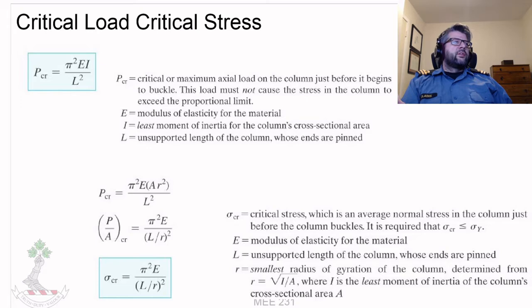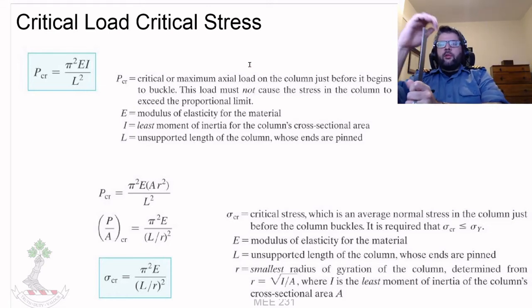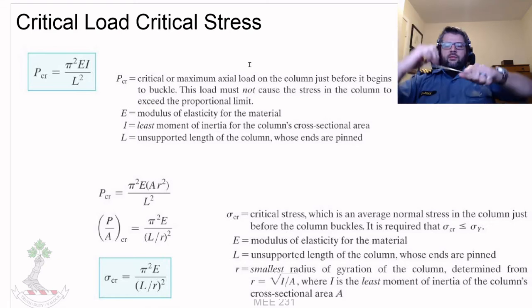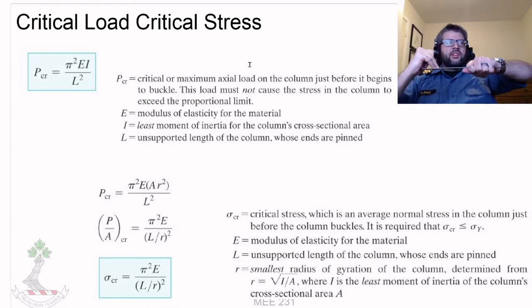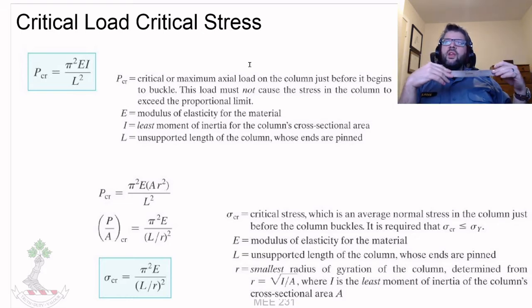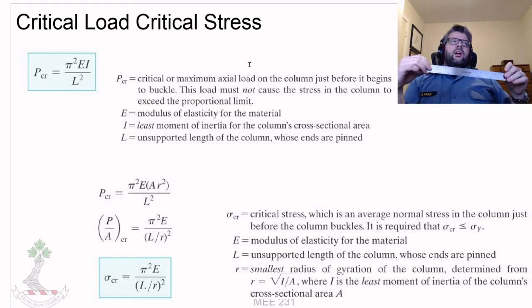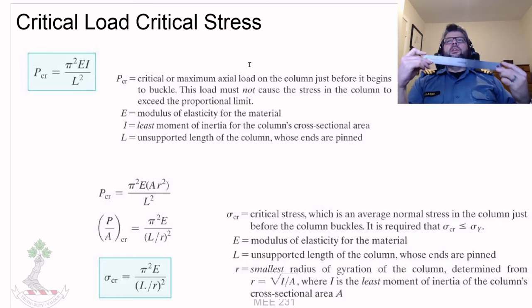There's also the concept of the critical load stress. This is basically the axial stress in the column just before it begins to buckle. If we're pressing down here, we're causing some sort of axial stress until the buckling takes over. So if we expect the failure mode to be buckling, then this thing needs to withstand enough force that it's not yielding before it buckles.